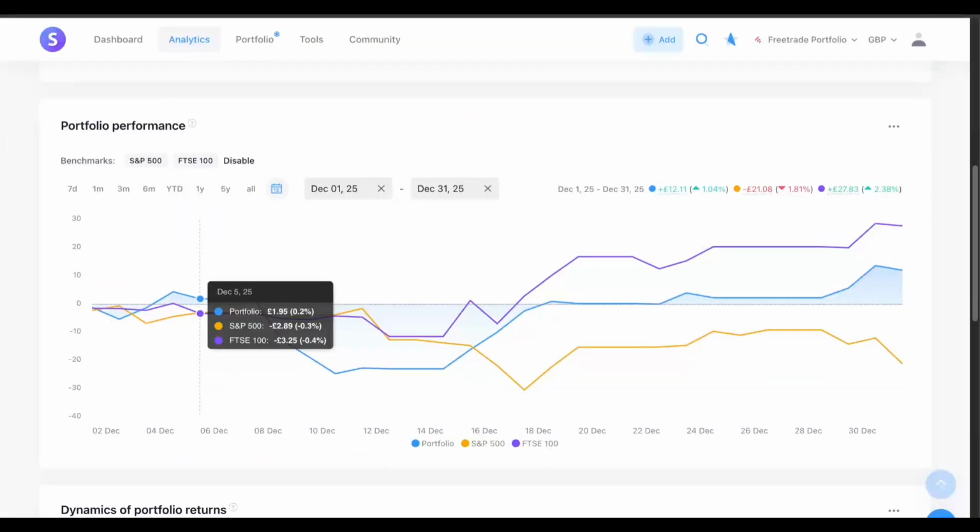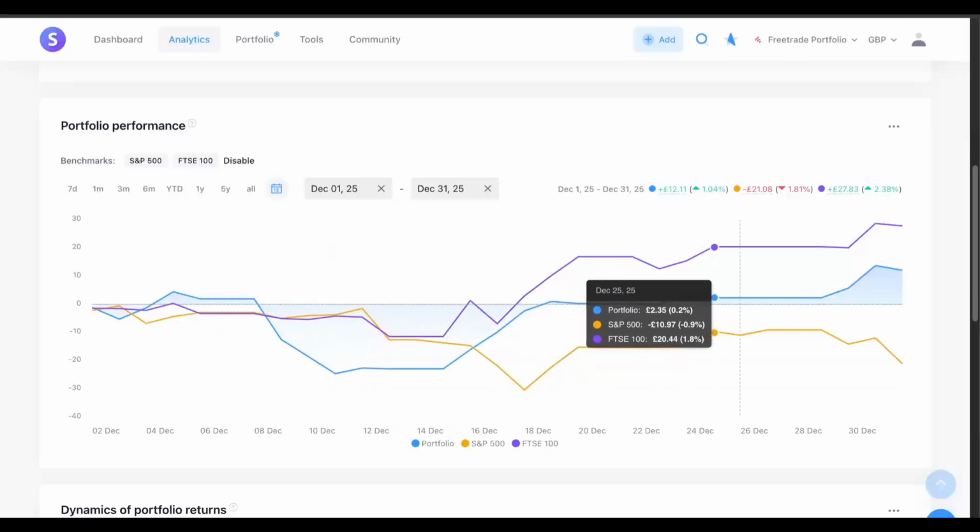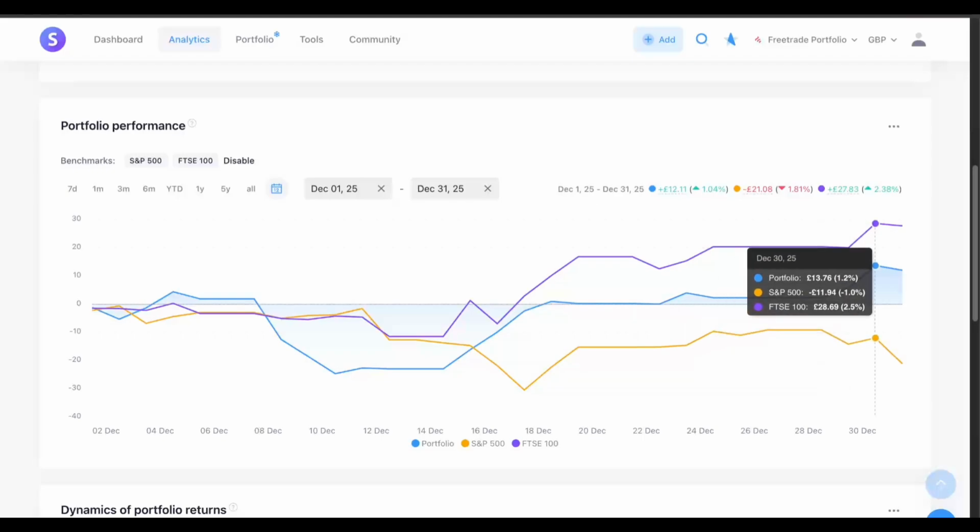And with this series, the aim is to outperform the FTSE 100 over the long term. However, that hasn't been the case over the past 30 days. As we can see, the FTSE 100 returned 2.38% or £28, but we can see that my portfolio did actually outperform the S&P 500, as this was down 1.8% over this period. So we did actually outperform that one, but the FTSE 100 reached all-time highs and surpassed the 10,000 point mark for the very first time.